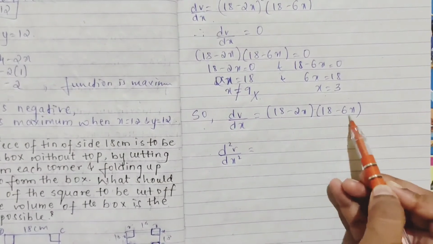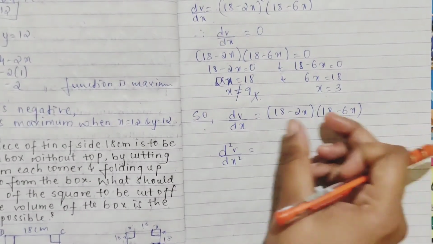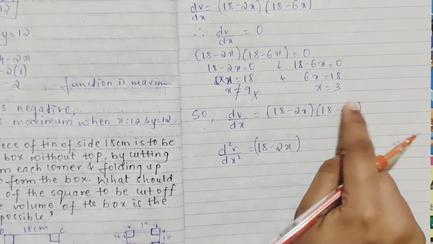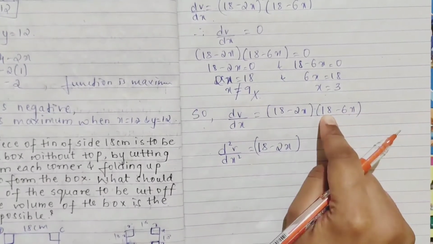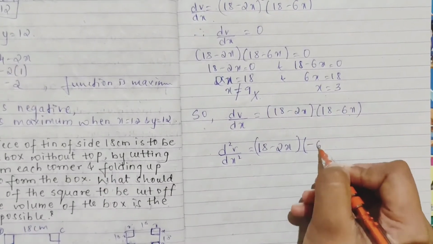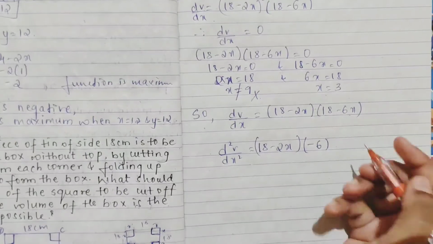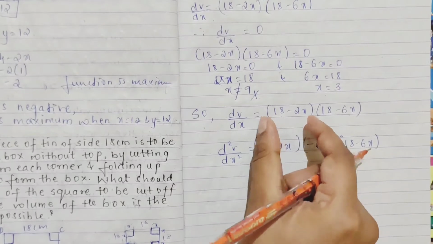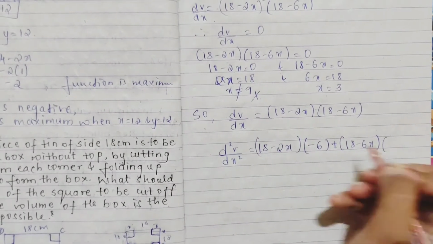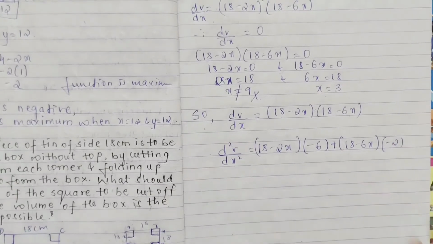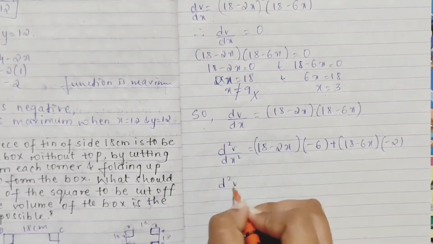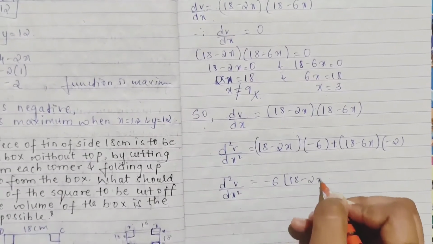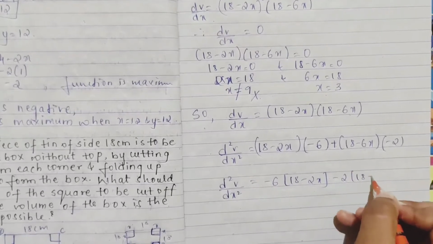So we have 18 minus 2x, 18 minus 6x, the same. Here again, applying the product rule, u into v. First keep your u as it is, differentiating your v: 18 is a constant so it will be 0, and you will have minus 6, as the differentiation of x is 1. Plus, keeping your v as it is, differentiating your u: 18 is constant so 0, and you will be left with minus 2. So this is your d2v by dx square: minus 6 of (18 minus 2x) and minus 2 of (18 minus 6x).